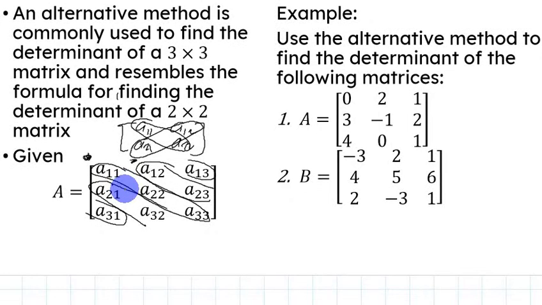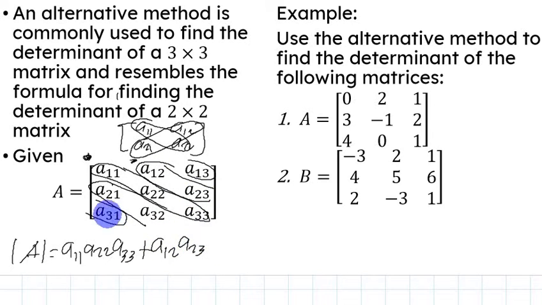That would mean that the determinant of A would be given by A sub 1, 1 times A sub 2, 2 times A sub 3, 3, plus A sub 1, 2 times A sub 2, 3 times A sub 3, 1, plus A sub 2, 1 times A sub 3, 2 times A sub 1, 3.